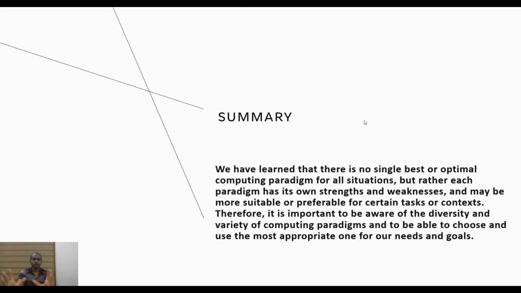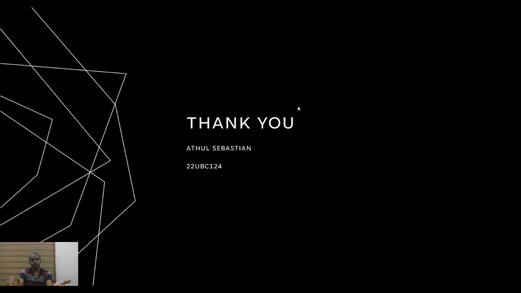So in summary, we have learned that there's no single best or optimal computing paradigm for all situations; rather, each paradigm has its own strengths and weaknesses, and may be more suitable or preferable for certain tasks or contexts. Therefore, it's important to be aware of the diversity and variety of computing paradigms and be able to choose and use the most appropriate one for our needs and goals. We've talked about different paradigms, their use cases, their features, their benefits, and the applications where they're used.